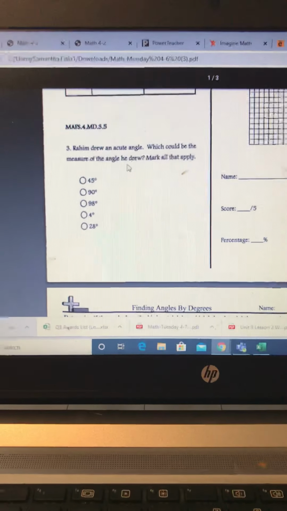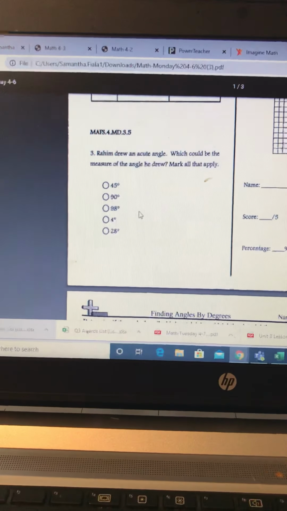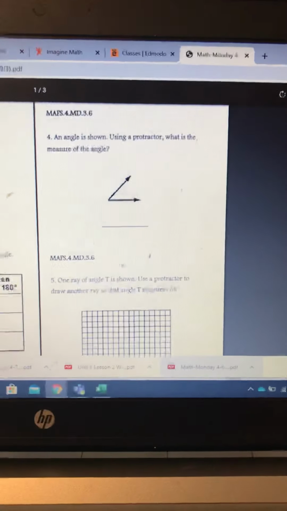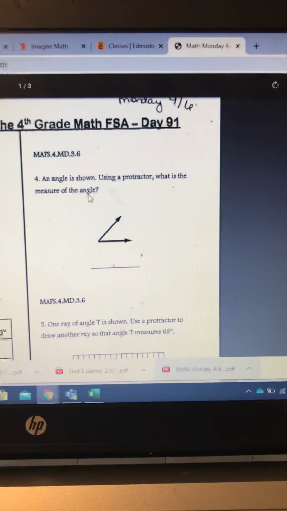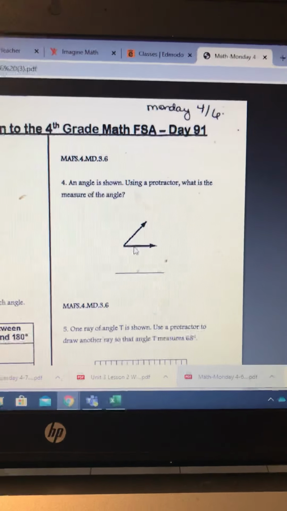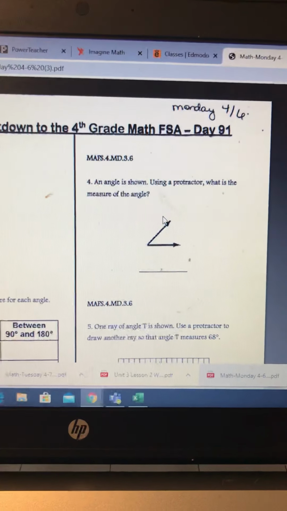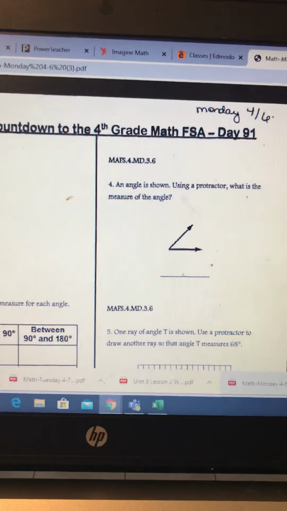Number 3, which could be the measure of an acute angle. Mark all that apply, so more than one answer. We're going to go over what an acute angle is. Number 4 says using a protractor, what is the measure of the angle? If you don't have a protractor, that's okay. You can take an educated guess, and I'm going to show you an example of this type of angle and what the measure is in degrees when we go over the lesson, okay?